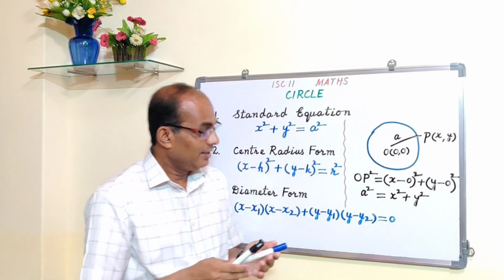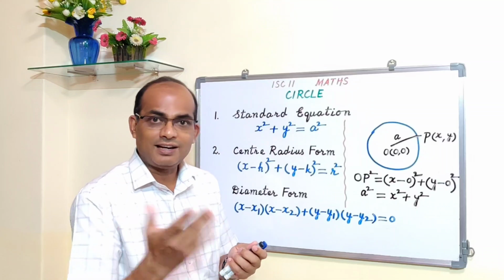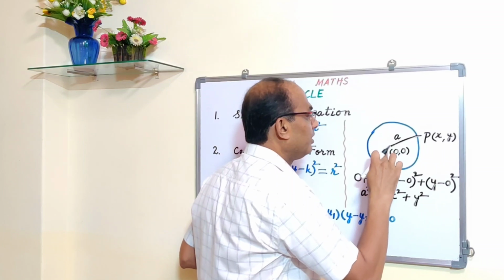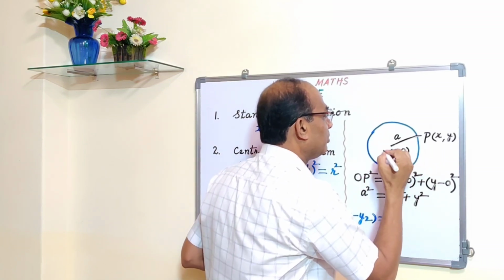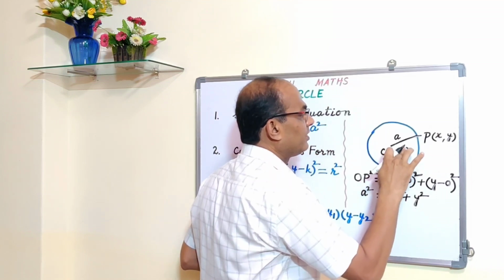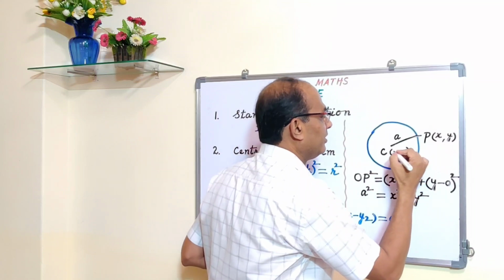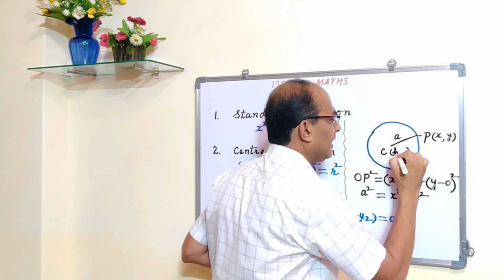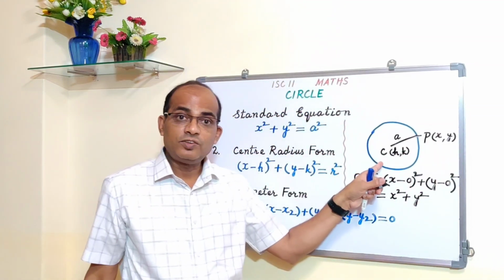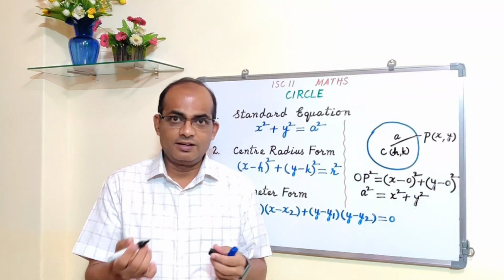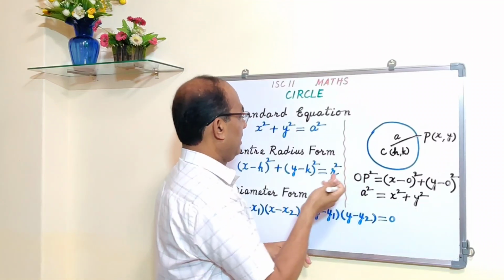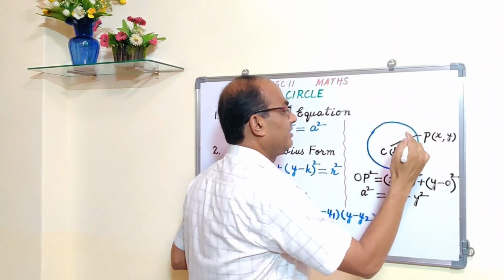Now in this case, the center is not at the origin. The center is at some point, which we are calling C, and now the coordinates we are taking as H, K, because the center is not at the origin. C is the center of the circle, the coordinates are H, K. P is the variable point, coordinates are X, Y as usual. And I have taken radius as R, small r.